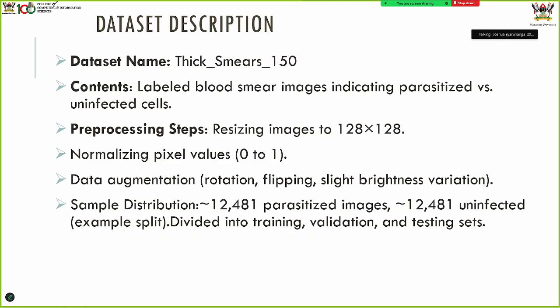So our data sets consist of thin blood smears. They are labeled blood smears indicating whether it is a parasitized blood smear or an uninfected cell. Processing: the first step for processing, we are resizing the images to 128 by 128. This is to ensure that we have a uniform size across all the images.